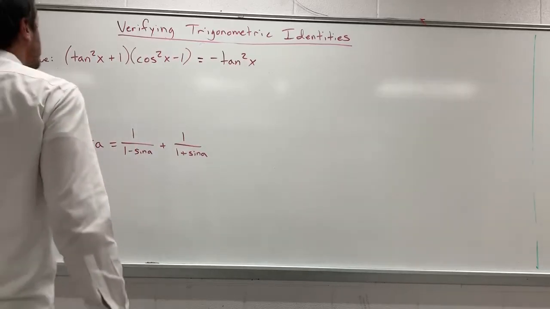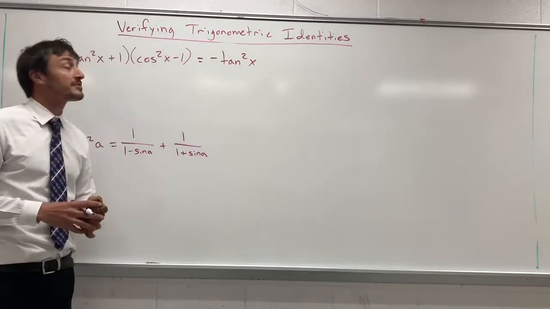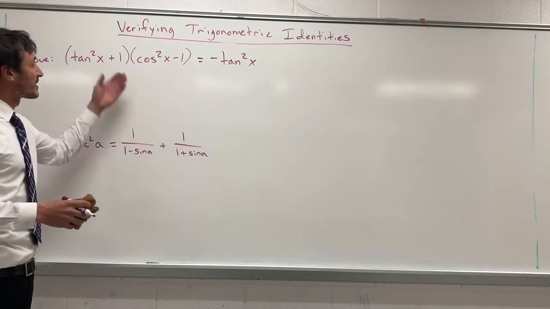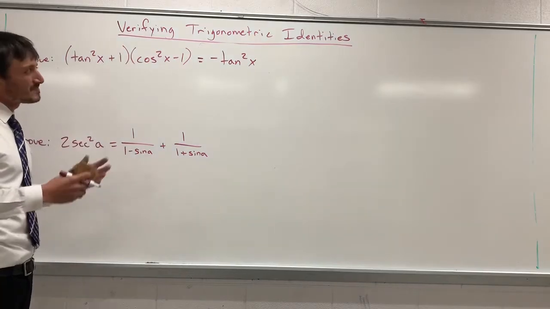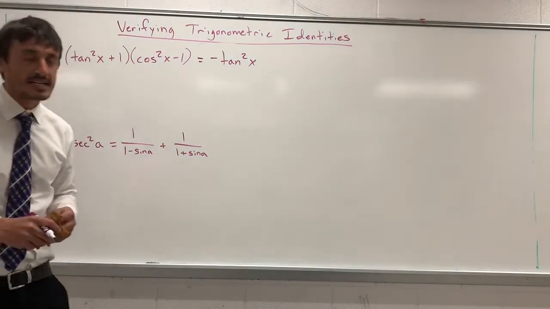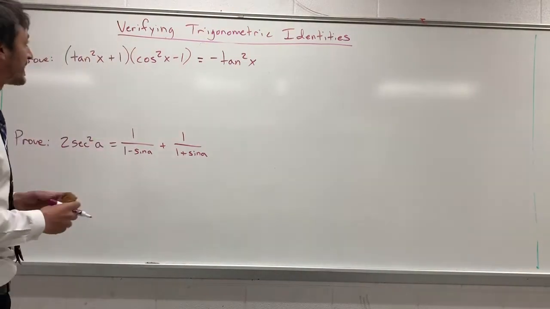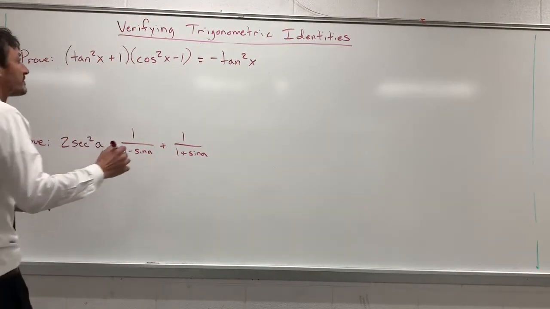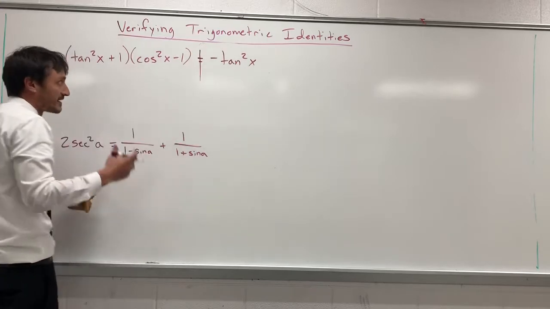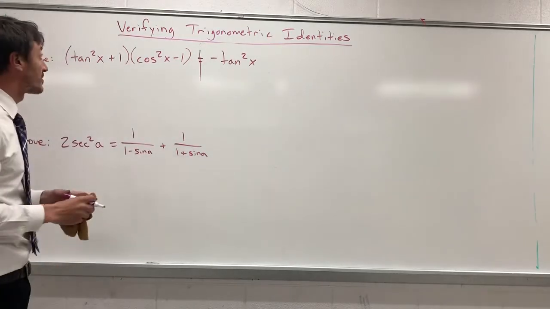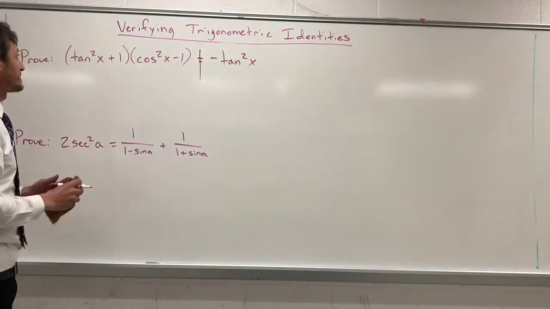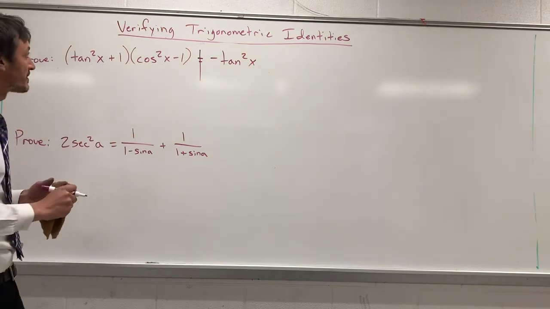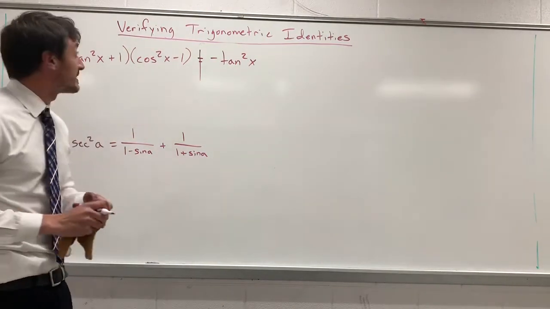All right, welcome back. This is our second video on verifying trigonometric identities. And in this video, we're going to prove two identities that are slightly more difficult than the ones we did in the last video, but still not too bad. I think that when you see the homework problems, they're very similar in their form. I don't think you're going to struggle too much with these, especially since you guys are already familiar with basic identities coming into this lesson.